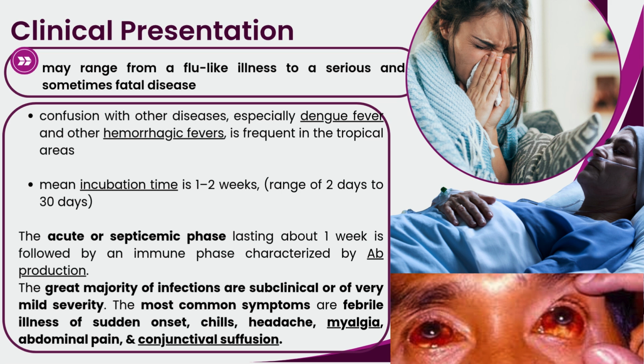The most common symptoms are febrile illness of sudden onset, chills, headache, myalgia, abdominal pain, and subconjunctival suffusion. Other clinical presentations may be predominant in addition to hepatic or renal dysfunction. Leptospirosis should be seriously considered in patients with pulmonary symptoms and fever, especially in subtropical and tropical areas, as reported in a retrospective study conducted in Taiwan.